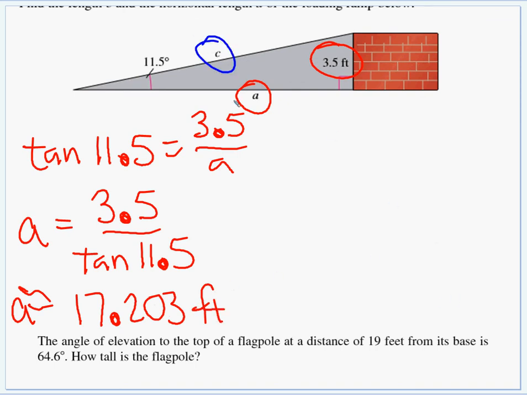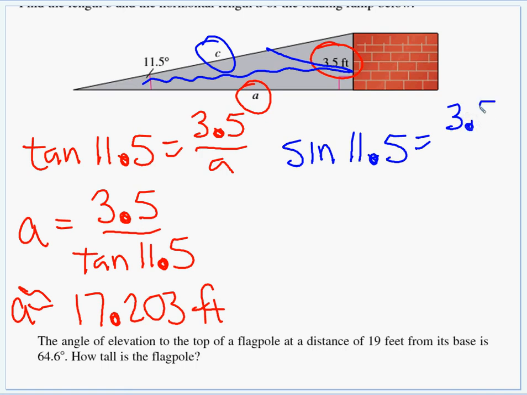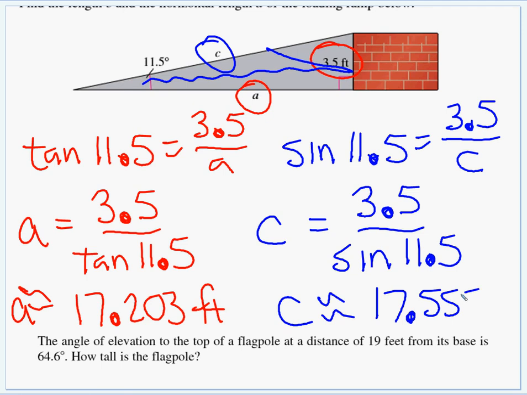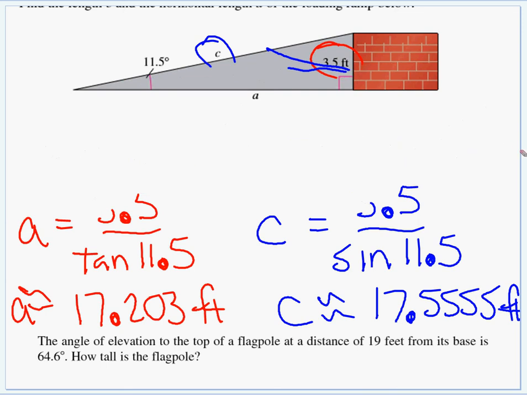Now on to the hypotenuse. We have the opposite. We want the hypotenuse, so that's going to be sine. Sine of our angle is equal to opposite 3.5 over hypotenuse C. So just like we did before, we're going to switch the place of those two. C is equal to 3.5 divided by the sine of 11.5. C is approximately 17.5555 feet. Okay, that's a nice ramp.